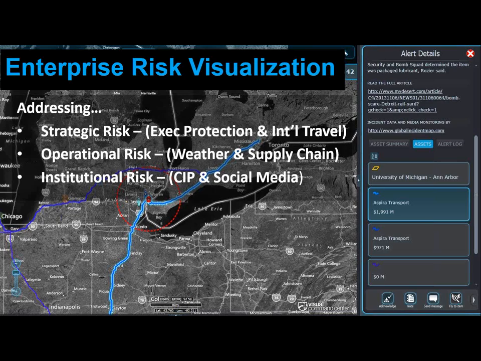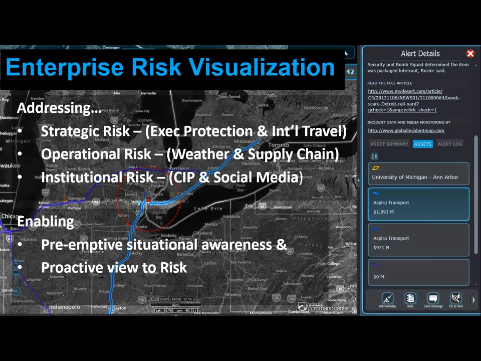So what is enterprise risk visualization, and how does it tie into my comments? ERV, in our opinion, is an enabling technology that promotes the goals and objectives of effective enterprise risk management. So as DHS defined, risk can be categorized as strategic, operational, or institutional. Examples of strategic risk could be executive protection and duty of care with regards to international travel. Weather can have profound effect on moving goods, services, or people to planned destinations or for disaster relief. And while threats to critical infrastructure pose enormous institutional threats, social media is an additional means of understanding potential institutional threats to people, reputations, and government. The visibility to all of the above is really needed.